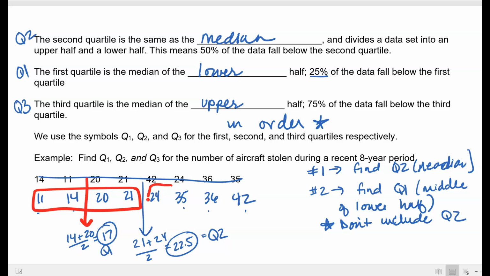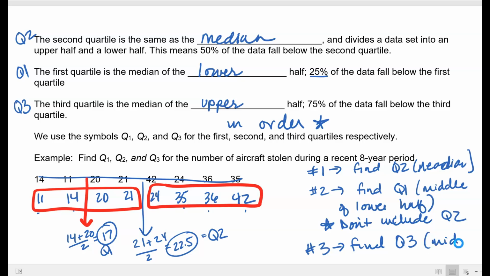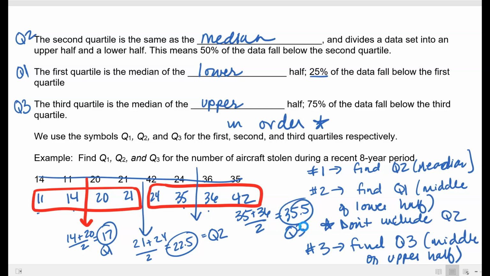Next, the last step is you're going to look at the upper half and find the middle of the upper half of the data. So step 3 is you're going to find Q3, which is the middle of the upper half, not including the median. The middle of this is going to be between 35 and 36. So 35 plus 36 divided by 2 is 35.5, and that's going to be your Q3.